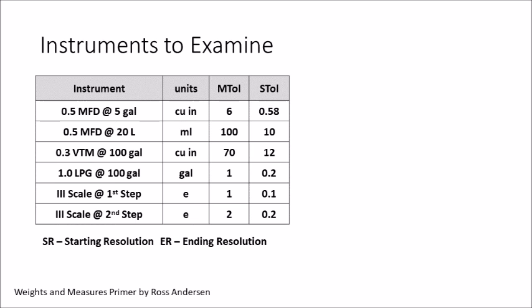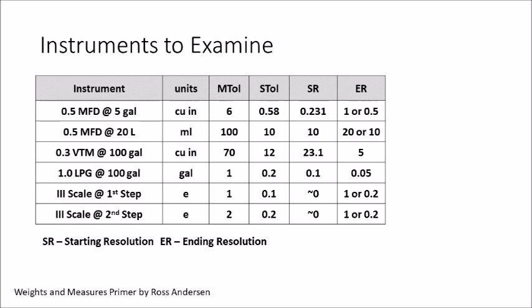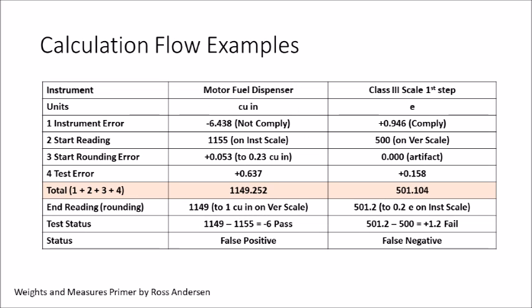I've also provided the maintenance tolerance and the standard tolerance, and to show the relationship between the standard tolerance and the maintenance tolerance of the instrument. Next, I'll add two more columns for SR and ER, meaning the starting resolution and the ending resolution. And I think these two need a little explanation. In this table, I'm going to walk you through two different types of calculations for instrument error and show how it's done in the simulator.